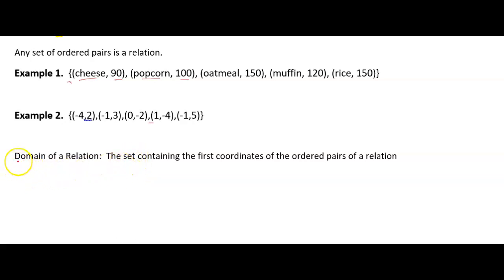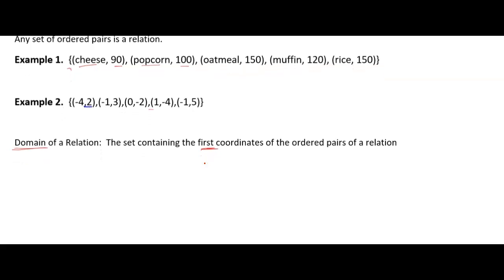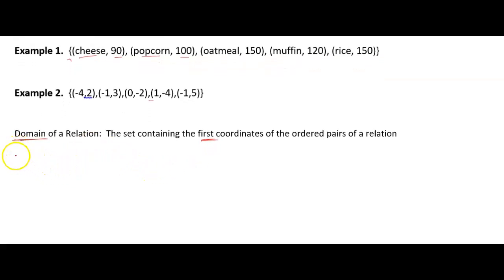And the first word, and this comes up over and over again in mathematics, is domain. It's the set, so we're going to make a set containing only the first coordinates of an ordered pair. So the domain for example 1 is, I'm going to make a set. I'm not going to be too fussy about this when you give me the domain, but I'm going to list the first of each ordered pair, and in this case that was the foods.